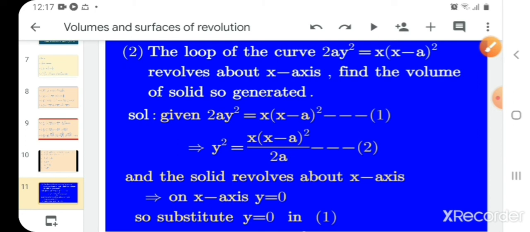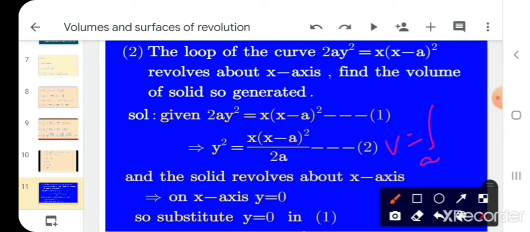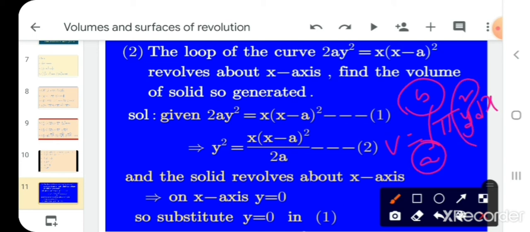Revolves about the x-axis means which formula do we have to use here? V equals integral a to b pi y square dx. On the x-axis we write y square dx. So what are the values we have to find here? The limit values a comma b and the y square value.